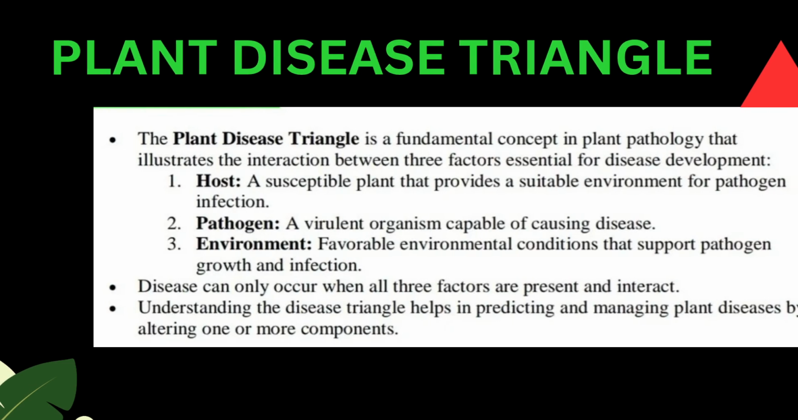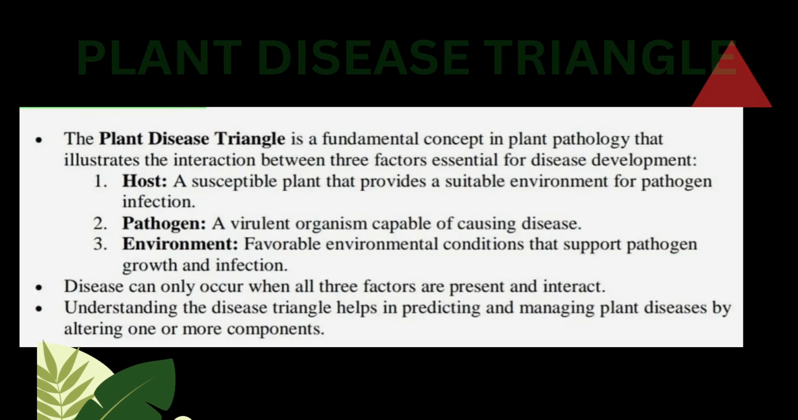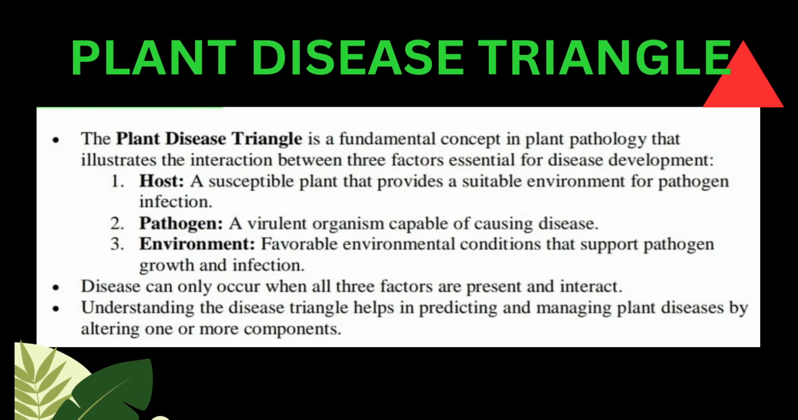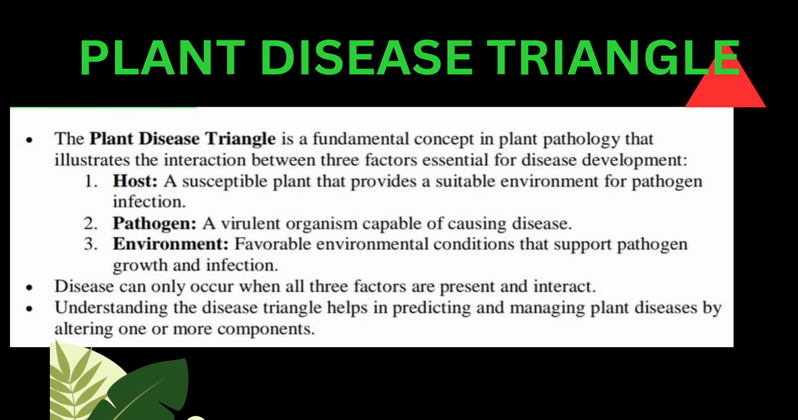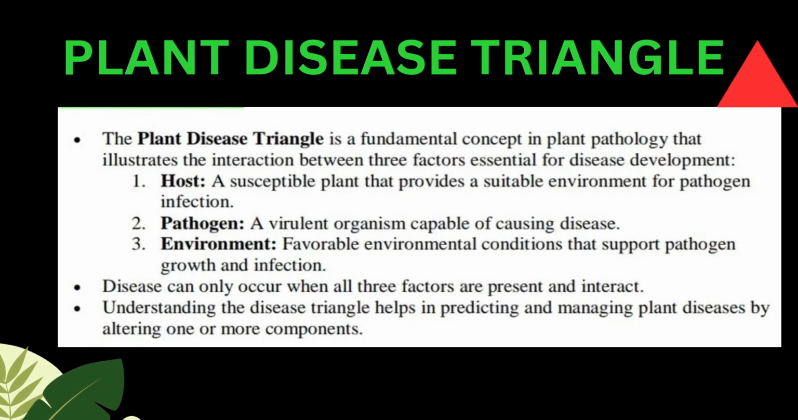So today we are going to cover the plant disease triangle. The plant disease triangle is a fundamental concept in plant pathology. It includes three main components: the host itself, which means the plant, the second one is the pathogen, and the third one is environmental conditions.